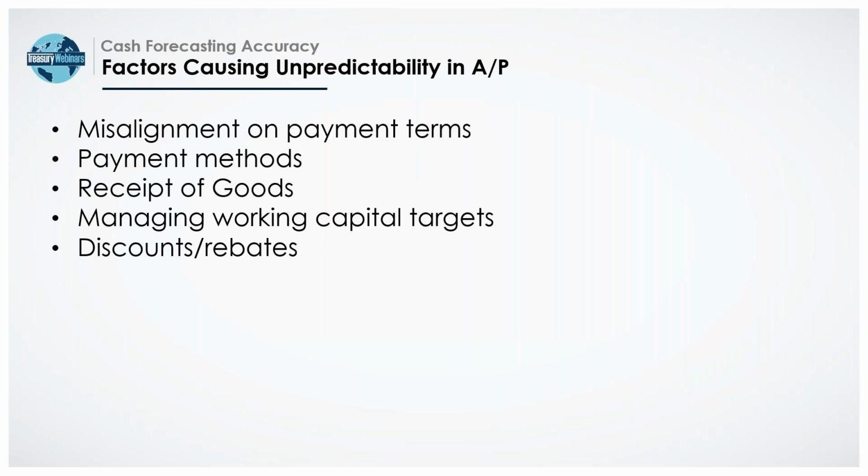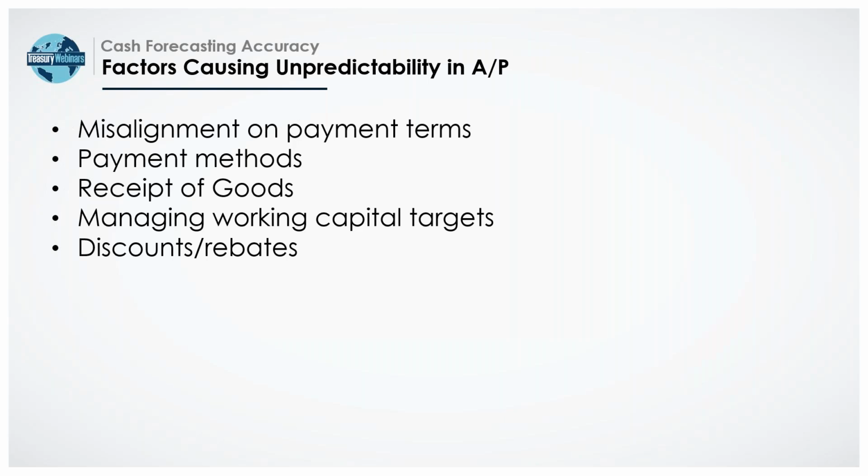And then, more specifically drilling into some of the misalignments in AP that result in unpredictability in cash flow forecast. Misalignment on payment terms is definitely a common one, right? If you're forecasting that a payables balance is going to be paid out in 60 days, but AP is paying it out in 30 days, that's a big difference, right? You suddenly see quite a bit of cash evaporate from the forecast due to just that basic misalignment on payment terms.